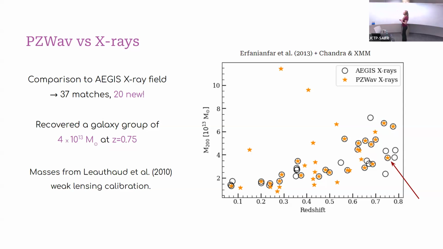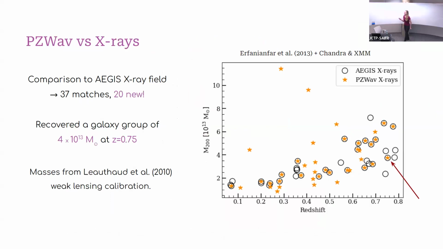And also highlighting here this group that we recovered at this high redshift of 0.75 with only 4 times 10^13 solar masses. So it was super interesting that we could find the structures at such high redshift. At least for us, it's very high redshift. And this shows the quality of the data that we have and also the methods that we are using. And here the masses were calculated by a little development paper using the weak lensing calibration. So we have this calibration with lensing.